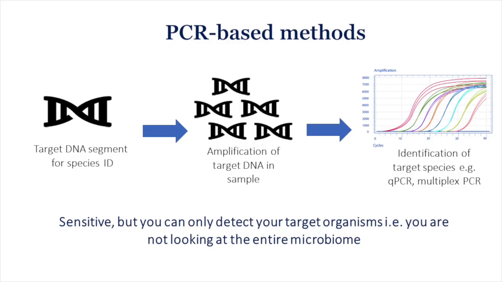Now, that would be a multiplex PCR, so you might be looking at, say, 10, 15 or even 20 different organisms in a single test and seeing if you've got detection or not. You could also be looking at qPCR, quantitative PCR, which lets you look at the amount of the organism that's in the sample and gives you relative abundance information. But again, it's only looking at specific target organisms. You don't get a picture of the whole microbiome.